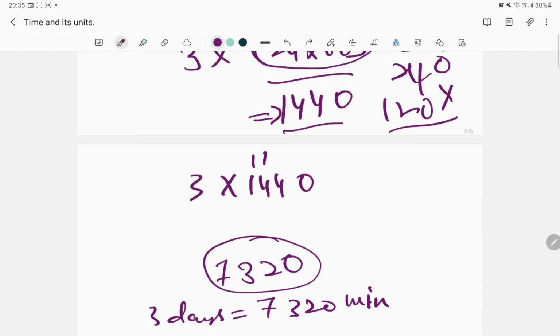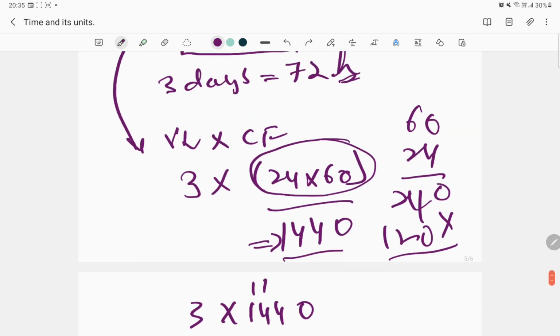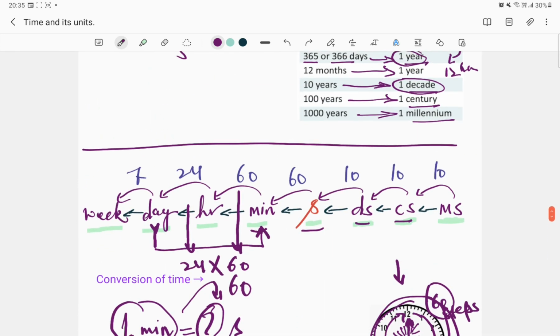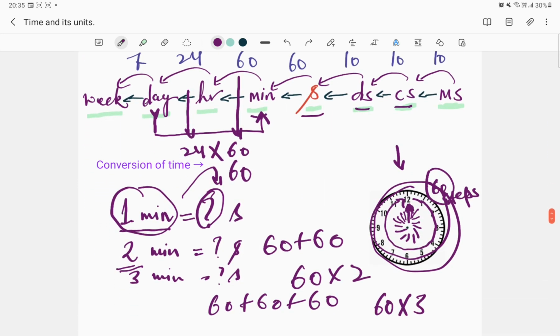Well, I hope that by the end of this video, you have understood how to convert the larger units of time into the smaller units of time. The process is exactly the same as you've done in the last 2 units that you've learned. I will see you in the next video, where we'll take up a different challenge, which is to convert a smaller unit into a larger unit. See you soon.